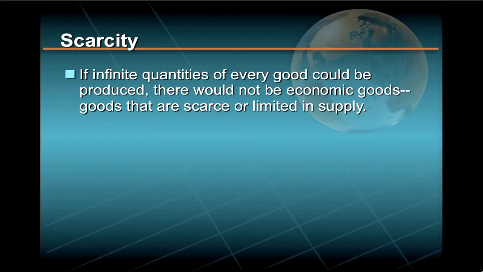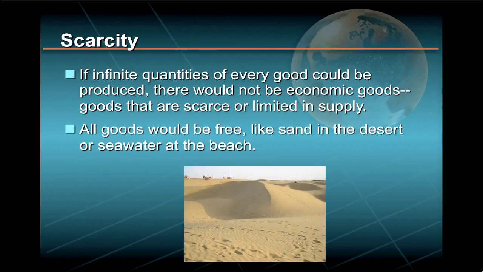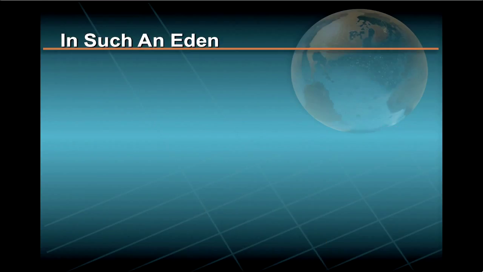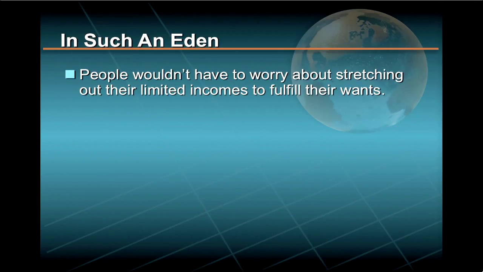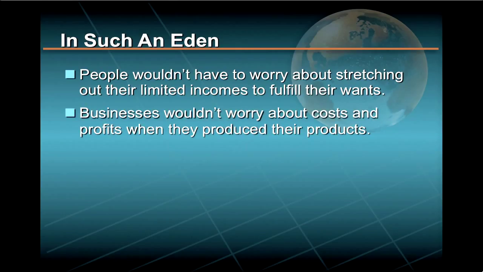If infinite quantities of every good could be produced, there would not be economic goods, that is, goods that are scarce or limited in supply. All goods would be free, like sand in the desert or seawater at the beach. In such an Eden of affluence, people wouldn't have to worry about stretching out their limited incomes to fulfill their wants. Businesses wouldn't worry about costs and profits when they produce their products.